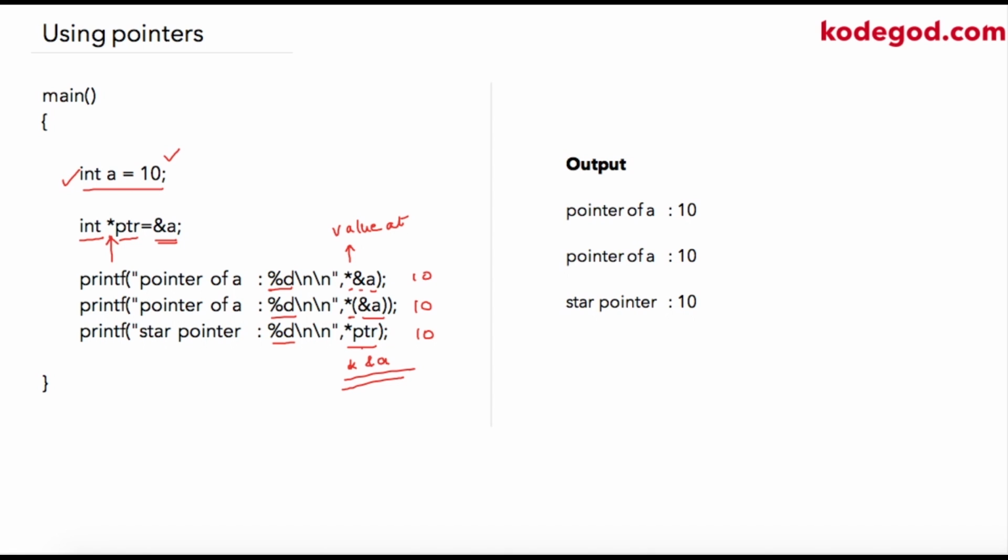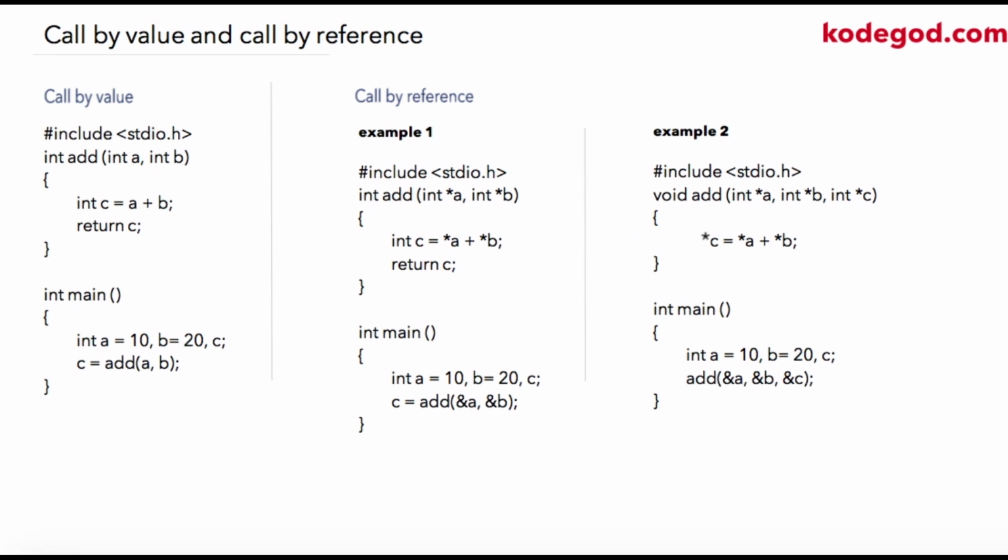If you have understood this, there is nothing much complicated in pointers. In the next lecture, we will continue our study on functions and how different types of parameters can be passed to them. In this lecture, we are going to learn about calling a function by passing value or reference. We'll first take call by value.